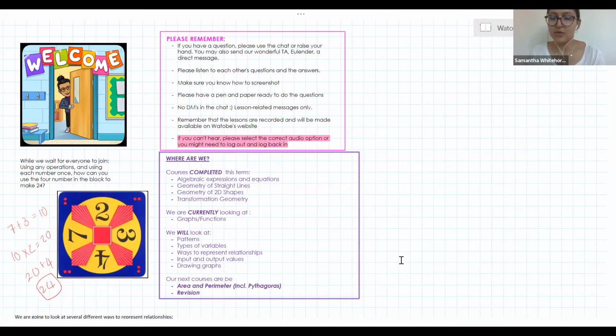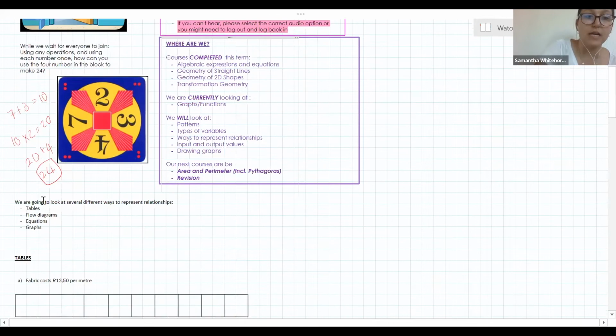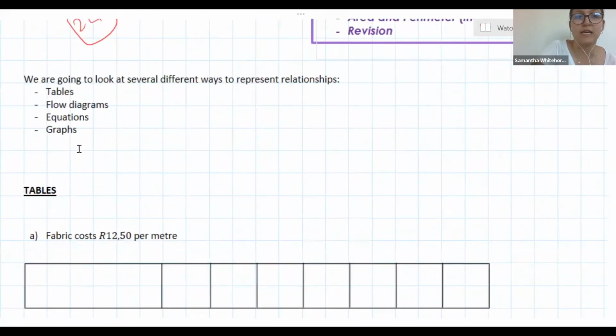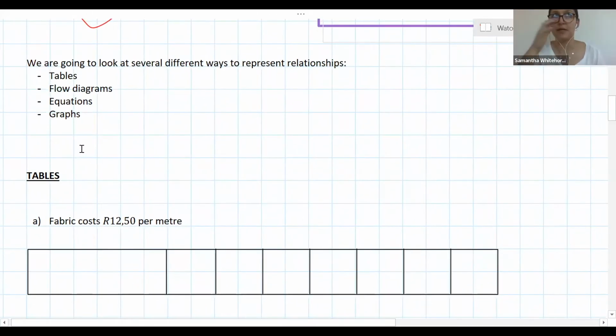Okay, so guys, like I said, we are currently doing graphs, and we've sort of been looking at how we can express different relationships, and we're now going to start getting into all of these different types, eventually leading up to being able to draw a graph, which is quite cool. So what we've had a look at is how patterns come about and how different variables relate to each other. And there are different ways that we can represent these relationships.